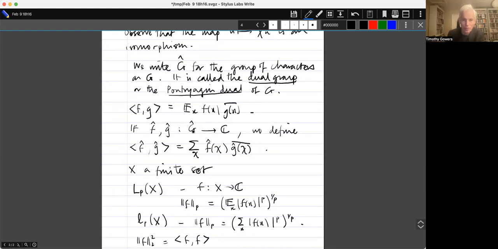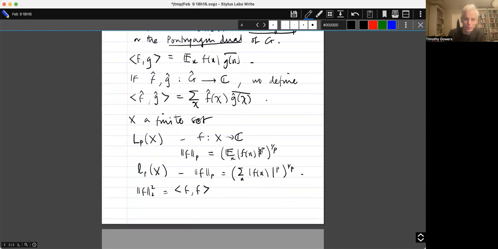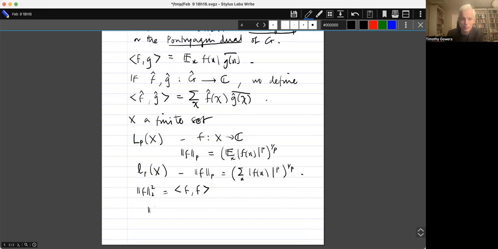Either if we're working in capital L2 here, in which case we've got this, or we're working in little l2, in which case we've got sums on both sides of this definition. I should say that the L infinity norm, which is just the maximum, that's the same whichever way you go. So maximum over x of f of x.